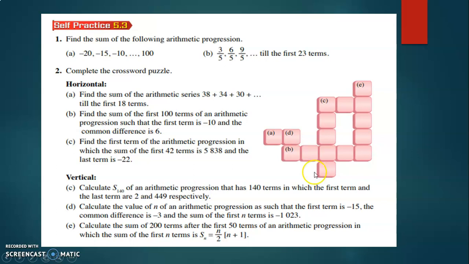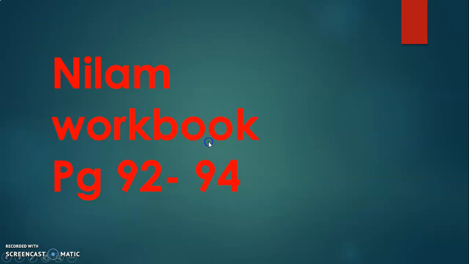That's the one. After that you can try the practice 5.3. There are some questions there. Please do this. Please try this before we continue the next day tomorrow lah.